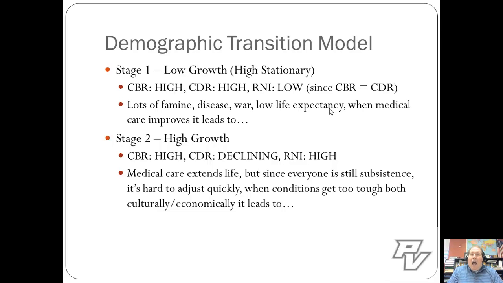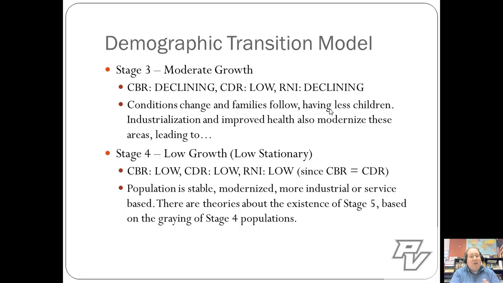Instead of saying, I don't need to have 10 kids anymore, knowing that half of them are going to die, now I keep having 10 kids, and now I can't take care of them all. Conditions get a little too tough culturally and economically. So when this starts to happen in stage 2, people start to pare back their birth rate. This helps us lead to stage 3.